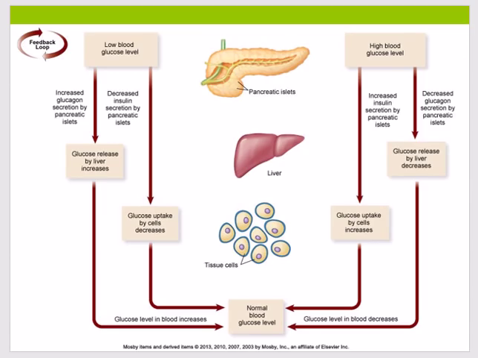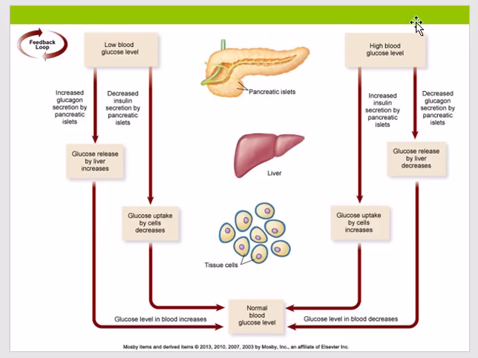I'm not going to go through this slide in detail because I've already spoken to you about it, but it's just showing you what happens when glucose levels are high in the blood and how the body returns it to a normal glucose level, and then what happens when blood glucose levels are low in the blood to return it again to normal, or equilibrium, homeostasis.